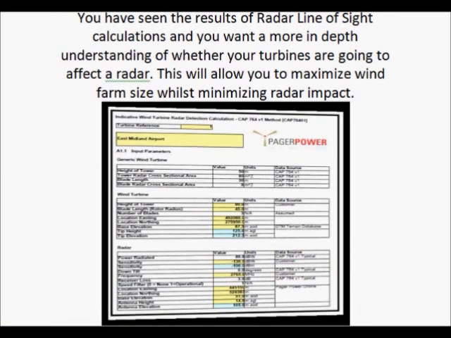You have seen the results of the radar line of sight calculations and you want a more in-depth understanding of whether your turbines are going to affect a radar. This will allow you to maximise wind farm size whilst minimising radar impact. You will require a radar detectability analysis priced at £149 for the first turbine and then £99 for each subsequent turbine. This calculation determines whether the energy that reaches the radar from the turbine is sufficient to affect the radar. This calculation is more sophisticated than the radar line of sight calculation, but is also more difficult to understand.